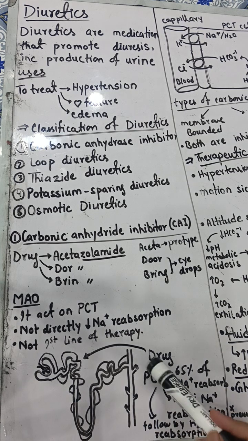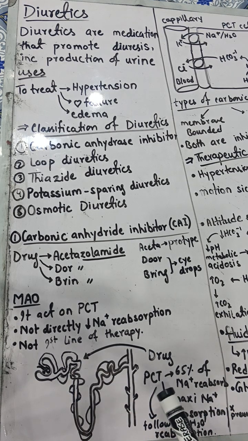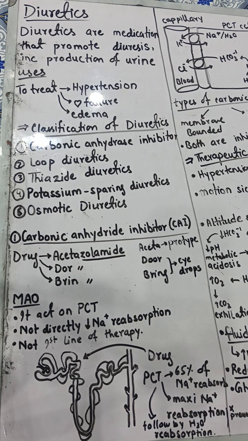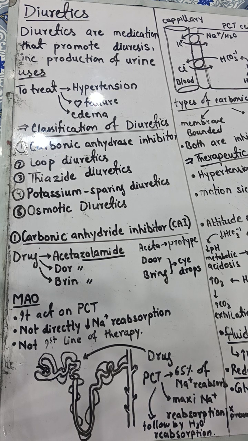So, what is it doing? This drug is acting on that part. What is normally occurring in your PCT, in your proximal convoluted tubule? You know very well, this is a part in which 65% of your sodium is reabsorbed, because sodium is one of the most important electrolytes present in your body, and it is controlling a lot of functions. And you know, one of the most important and most abundant pumps present in your body is the sodium potassium pump, which is regulating the concentration of sodium inside and outside your body.